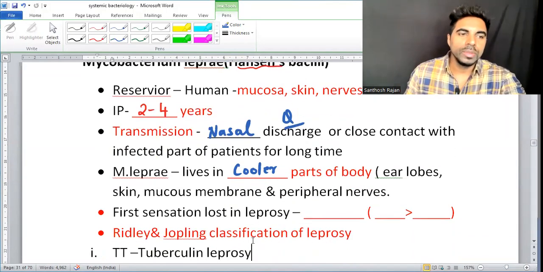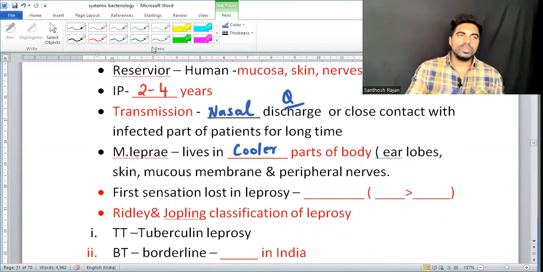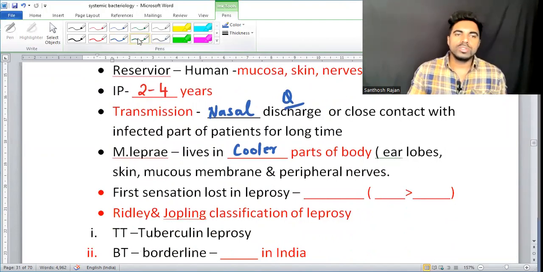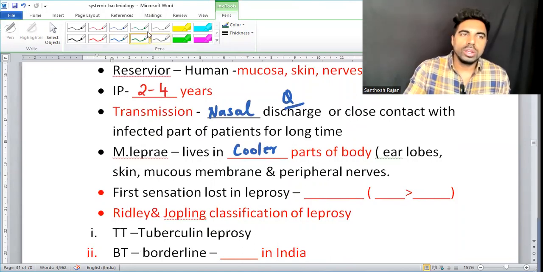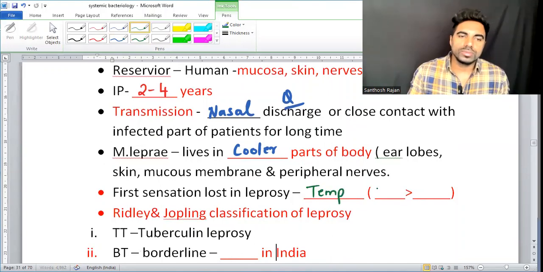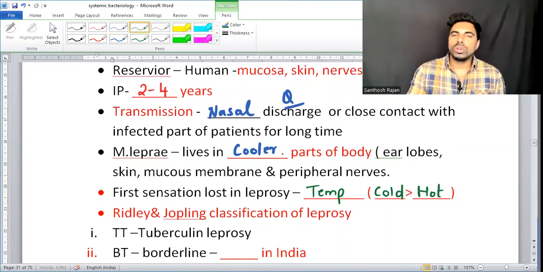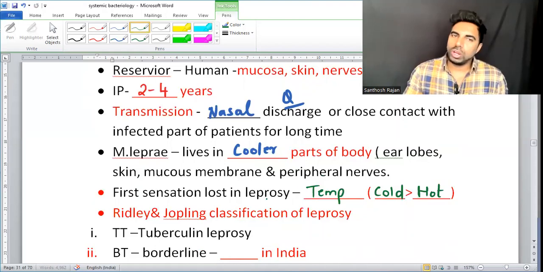Even your peripheral nerves. The first sensation lost in leprosy. Which sensation is lost first in a leprosy patient? This question is asked many times. Which is the first sensation to go? Temperature, okay? In temperature, which one? Cold will go first, followed by hot. Remember like that. Okay. Cold, then hot. So cooler, then cold. It means cold. The Mycobacterium leprae is cold only. Cold temperature goes first. Favorite part is the cooler part.